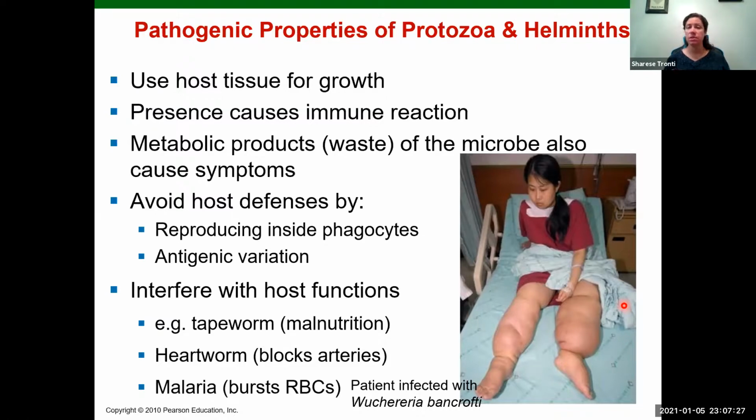A tapeworm is a worm that lives inside the gut, and it's going to use up all the nutrients of the host so that the host doesn't get any nutrients, so they're malnourished. Heartworm can block the arteries. Malaria replicates inside of red blood cells and then will burst them.